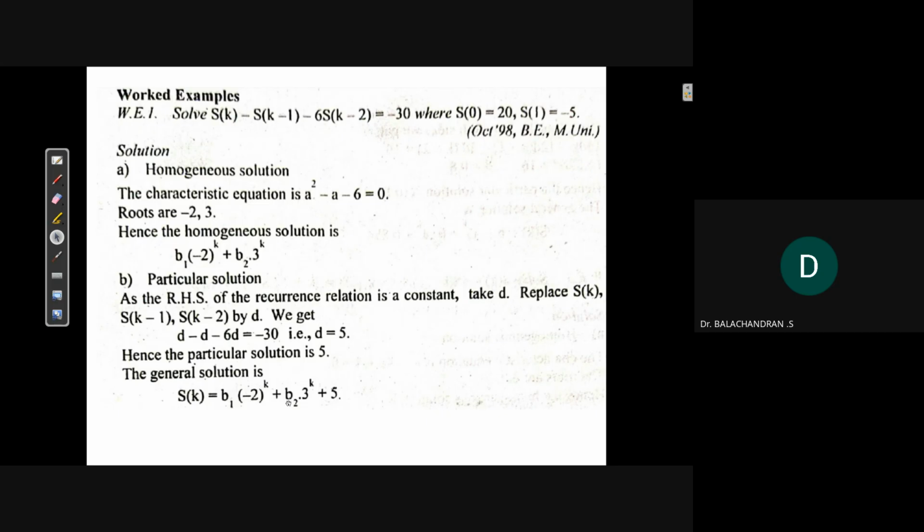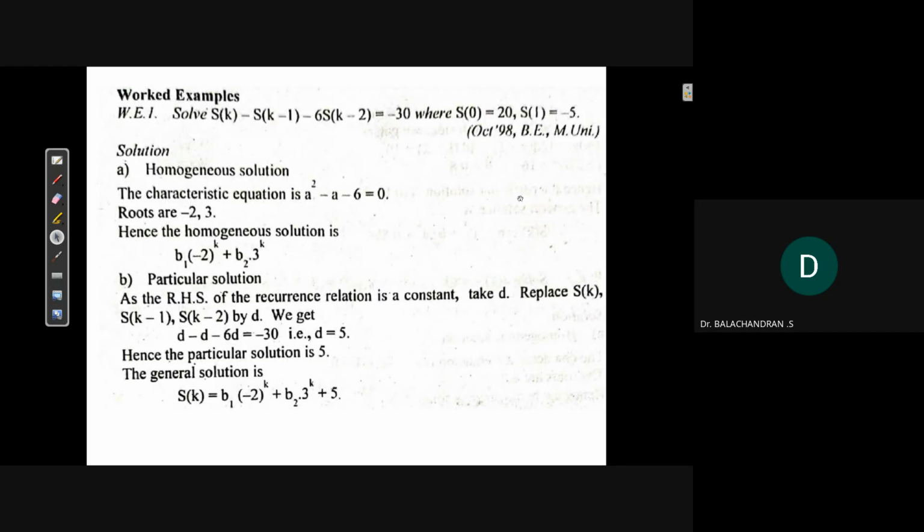So the new thing here is that the right hand side is a constant. Again, instead of this constant, you are replacing it by some other constant. So everywhere d. So d minus d minus 6d.